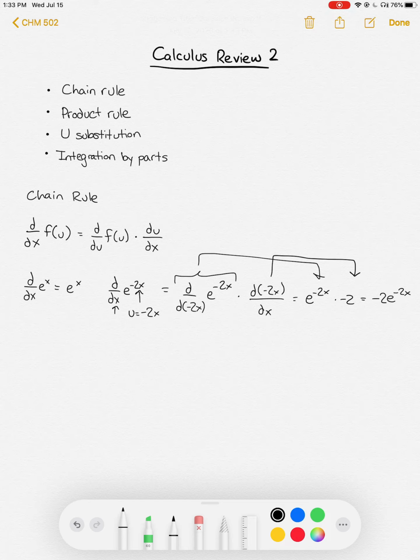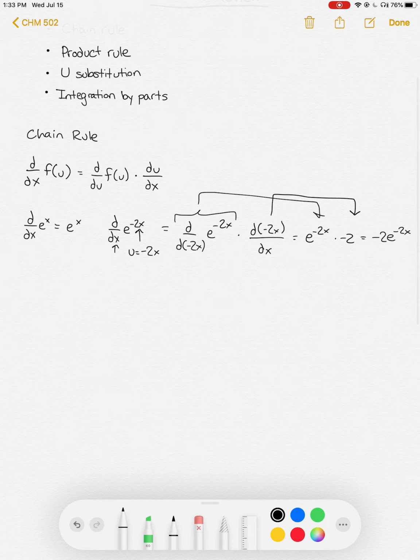So you can see for this example, we didn't really have another complex function. We just had a coefficient. And that coefficient just comes out when we take the derivative. But what if we did have a complex function in there? Or not necessarily a complex function, but just another function that wasn't 2x. So let's look at this example.